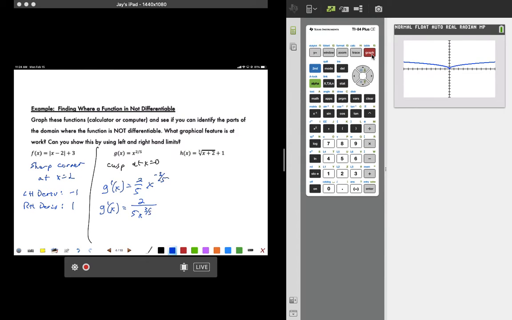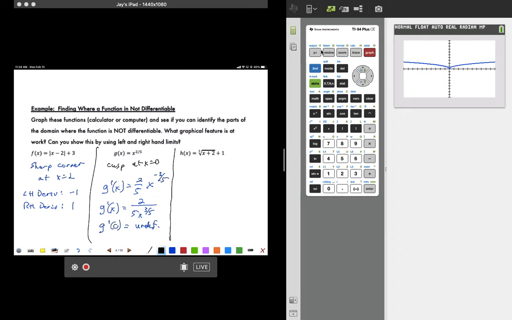and that simplifies to be 2/5 over x to the 3/5. Once we get that all set up, we can say, if I try to find what g prime of 0 is, and plug that into my derivative, we're going to get something undefined. So if that's the case, now we're looking at a problem, and we can see that the derivative definitely does not exist from an algebraic standpoint there.